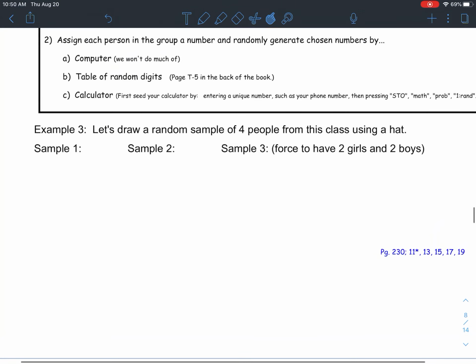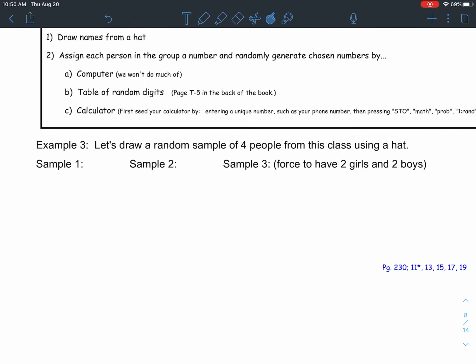Okay. All right, so let's take a look at this example here at the bottom, and this is where we will close for the day. Let's say that I wanted to draw a sample of 4 people from this class, okay? And I'm just going to use the hat method. So I'm going to put all of your names on an equal-sized piece of paper or maybe an index card. I will then fold that, put that into a hat or a basket. I'm going to randomly choose out 4 names.